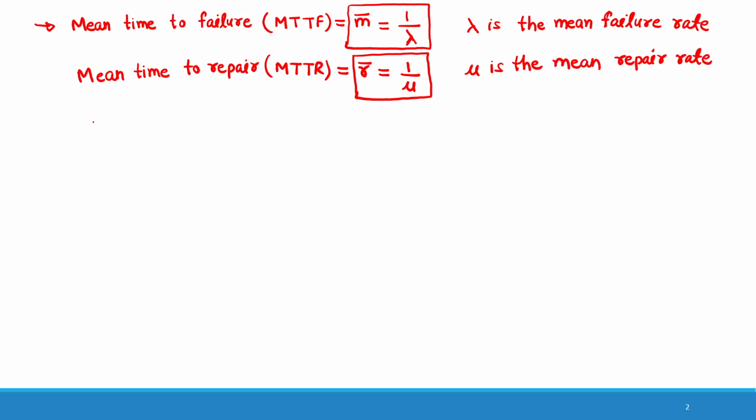And the mean time between failure is the summation of mean time to failure plus mean time to repair. Mean time between failure, we can also say it as mean cycle time T bar. So it is the summation of M bar plus R bar.